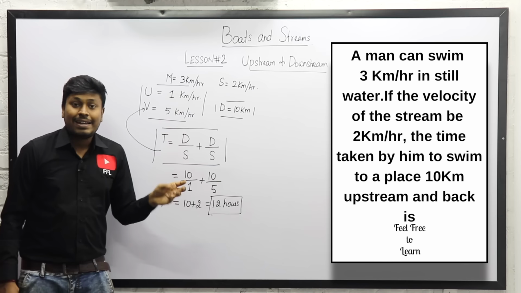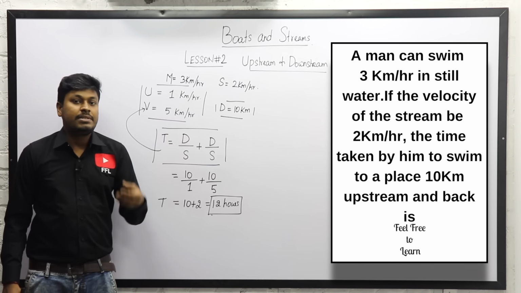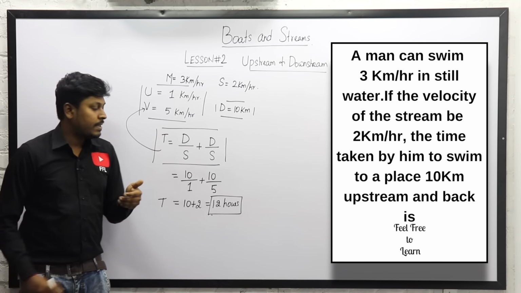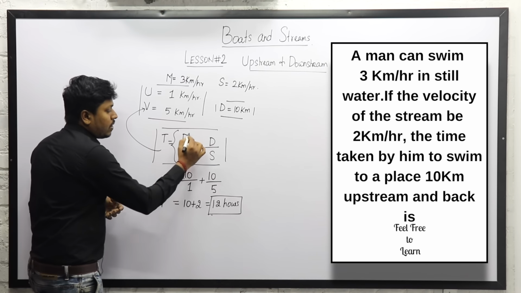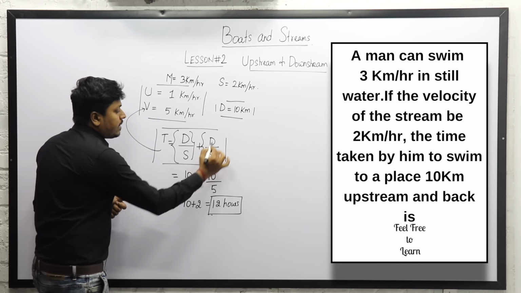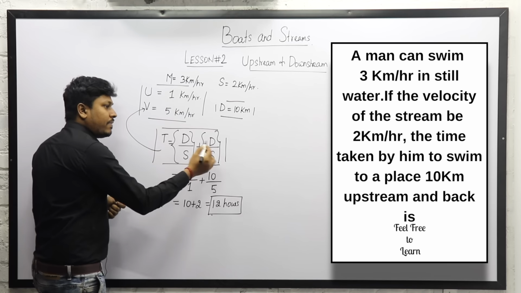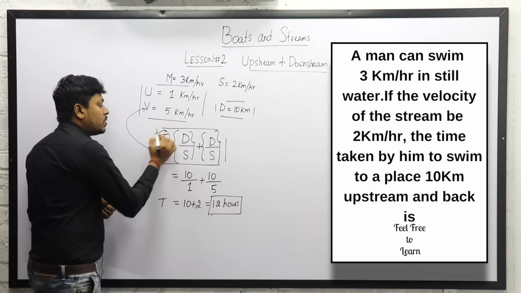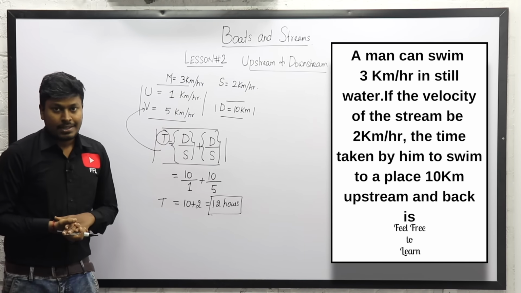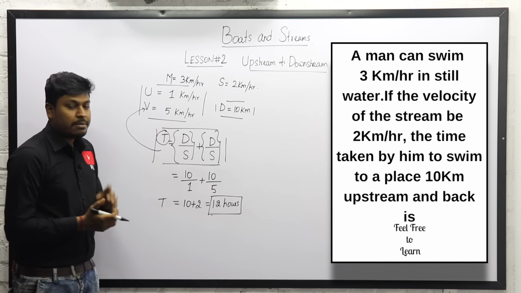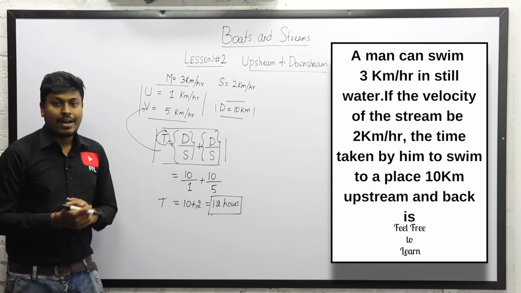And our target is to find the time. So the basic formula is time equal to distance divided by speed. This complete term is for upstream and this complete term is for downstream. If we find both these values, we can find the total time taken by the man. So finally, the answer for question number 1 will be 12 hours.